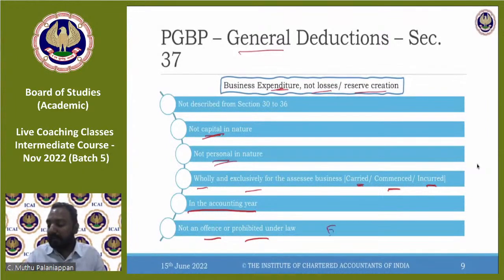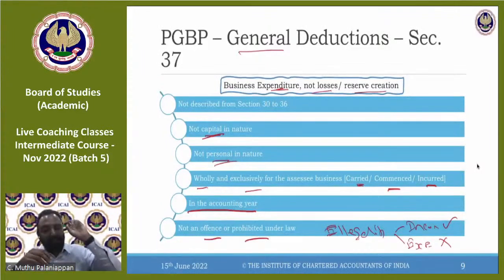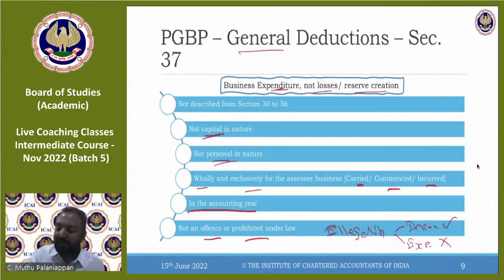So illegality, income is allowed. Expenditure is not allowed. So income is taxable. Expenditure is also not eligible. Which means if you have earned an illegal income and you have spent some expenditure on that, that is not allowed. So your entire income is straight away taxable. So that's what you're actually calling as eligible. Even if it is illegal, if it is expenditure, it is not at all allowed. So it is not an offense or prohibited under law.